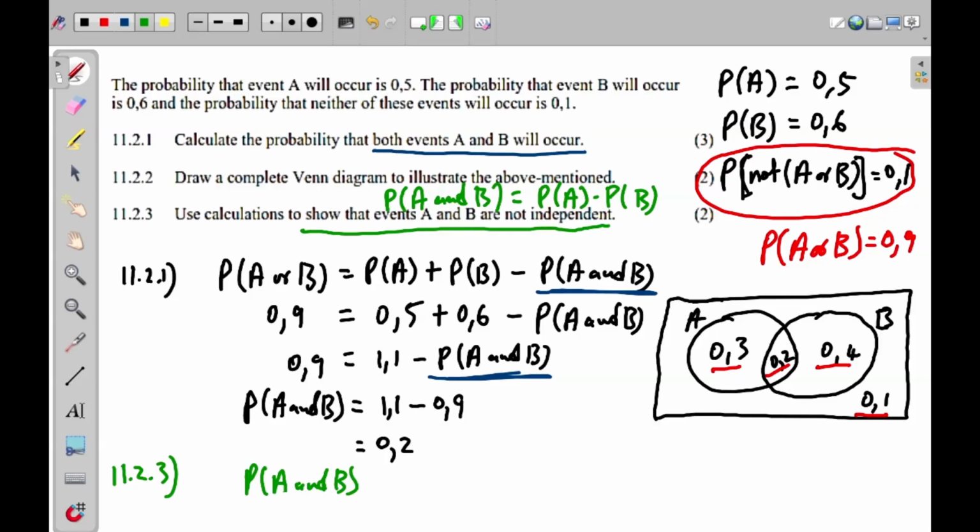So obviously we have established this up to now because they are saying use the calculation. We already know that probability of A and B is 0.2. This is from the previous question. What we have not done, and we must do now, is show that when I multiply probability of A times the probability of B, I'm actually going to get something different, because they are saying we must show that they are not independent. So obviously you are multiplying the 0.5 times the 0.6.